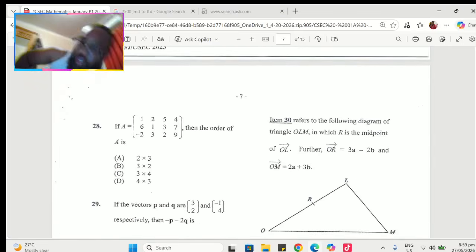Alright. Number 28. We have a matrix question. They want to know the order of the matrix. We have 3 rows, and we have 4 columns.